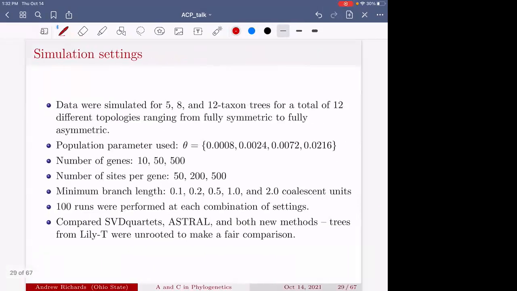Okay. And so for the large scale simulations, we simulated for different numbers of taxa, different values of the population parameter, different numbers of loci, different numbers of sites per gene, different speciation rates, performed 100 runs at each combination of settings, and compared both our new methods to SVD quartets and then to Astral, which is an example of one of these summary methods.